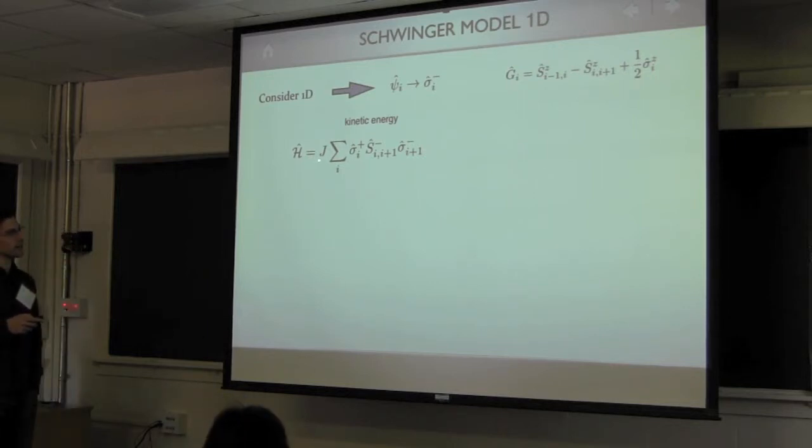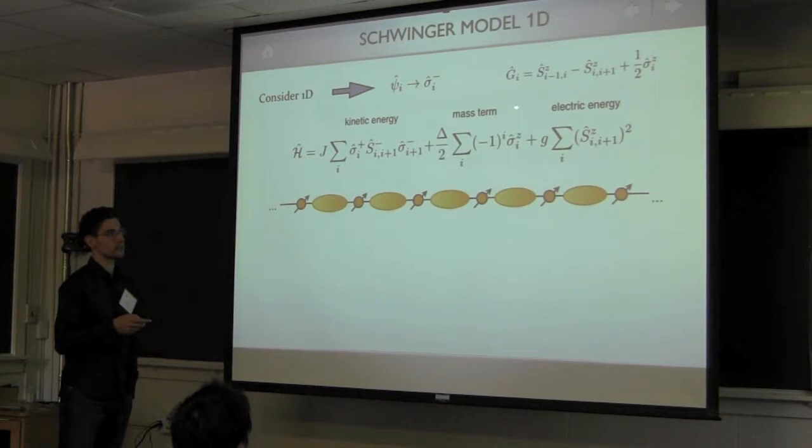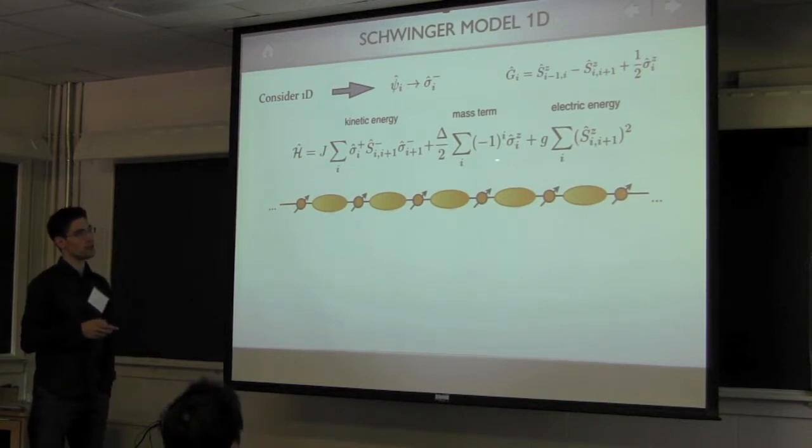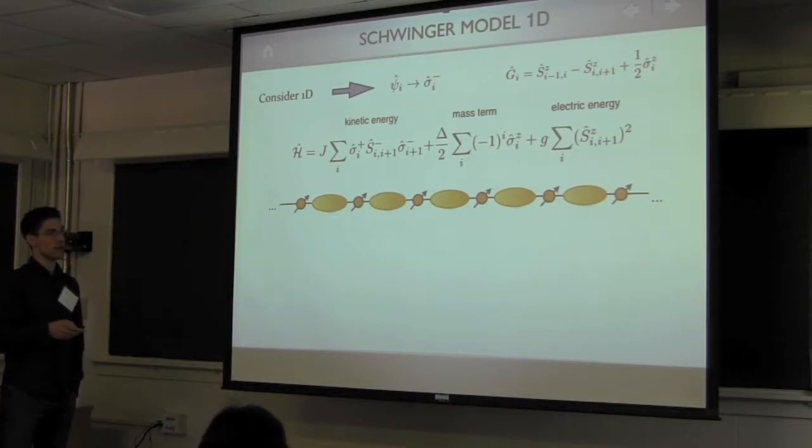the kinetic energy then takes this form in which I excite a spin at site s, then excite at site s plus 1, assisted by a spin transition on the link. And the generators of the group have simply this form. In addition, the Schwinger model also considers the mass term, which in this language is straightforward, simply psi z, which comes from psi dagger psi. So this is trivial. And again, in this language, the electric energy comes from the generator of the group, which takes the form of S z squared.